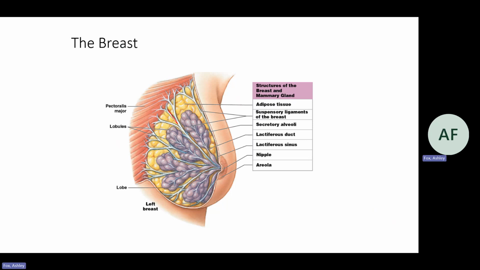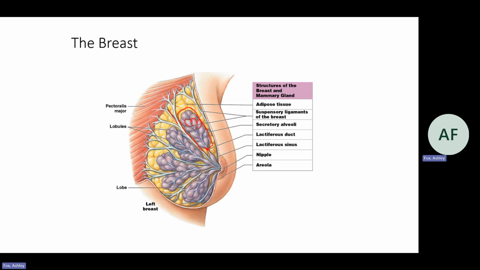We have the lobules, which are the separate grape looking parts. Again, similarities to looking at the lungs. And then one group of these grape looking things is a lobe. Again, all of these are going to drain into the lactiferous duct.